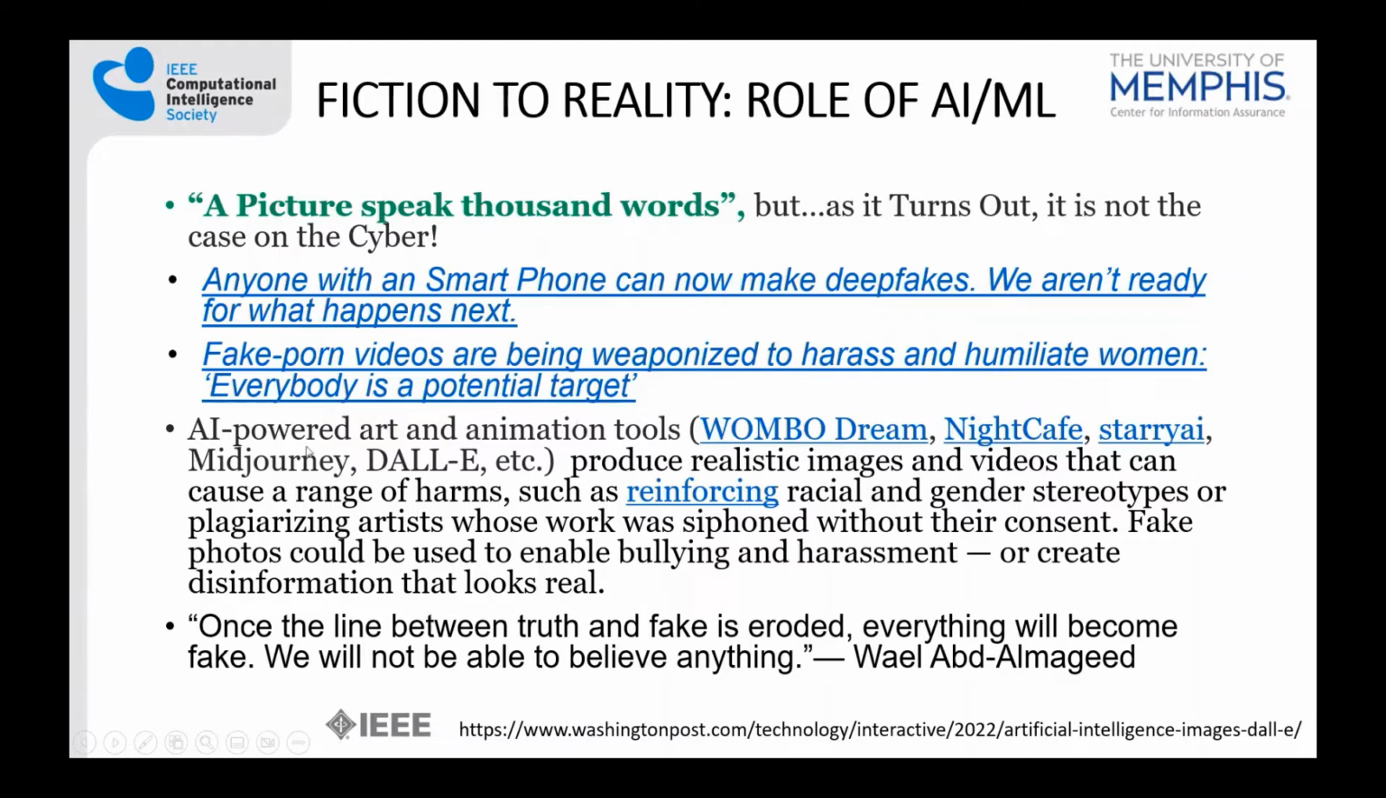And more interestingly, AI-powered art and animation tools, Umbo, Night Cafe, Terraria, and Midjourney, DALL-E, etc., produce realistic images and videos that can cause a range of harms, such as reinforcing racial and gender stereotypes or plagiarizing artists whose work was siphoned without their consent. Fake photos could be used to enable bullying and harassment or create disinformation that looks real.